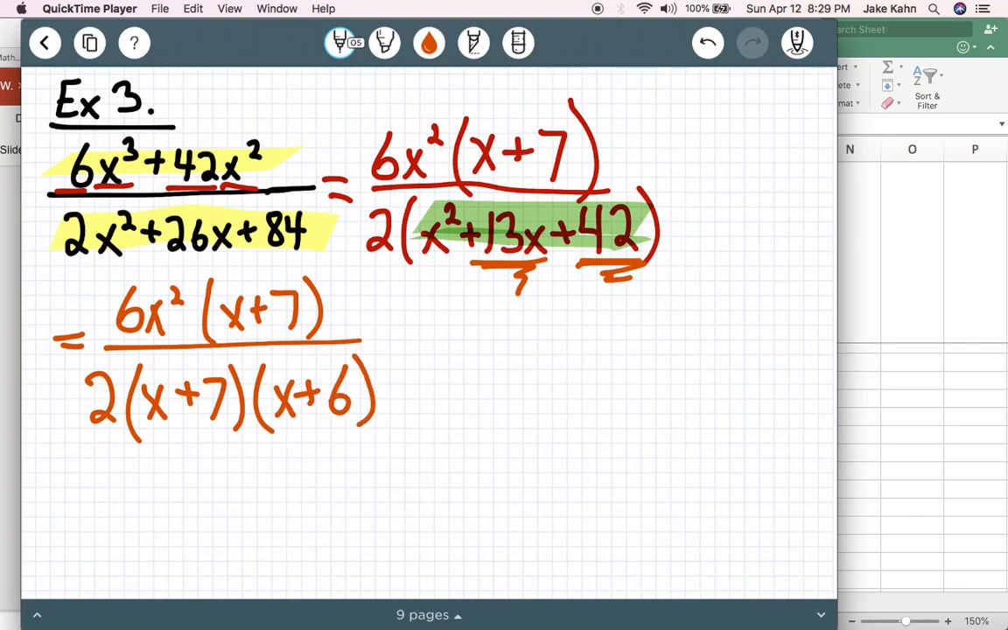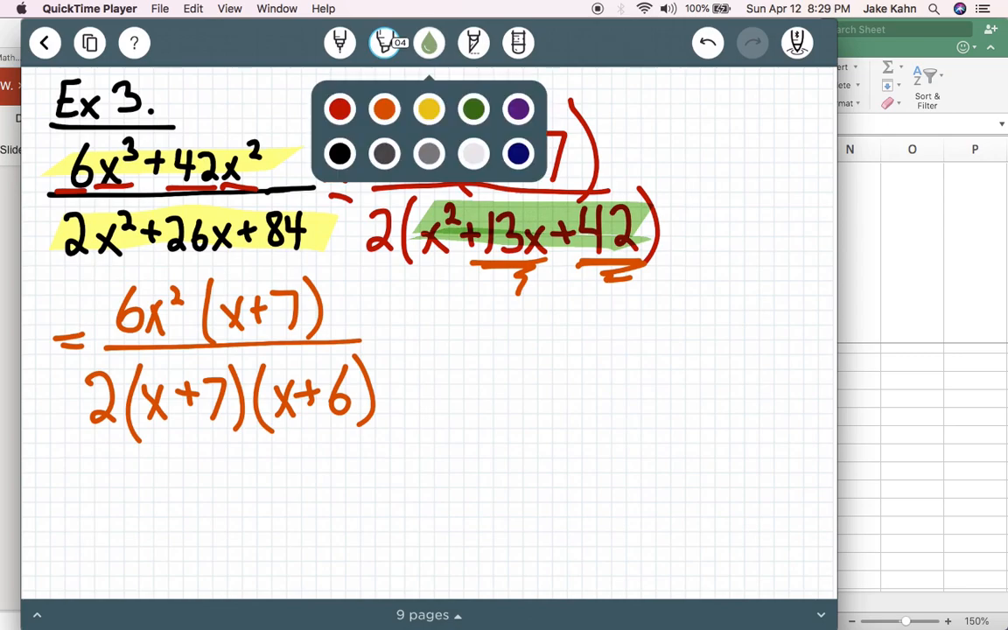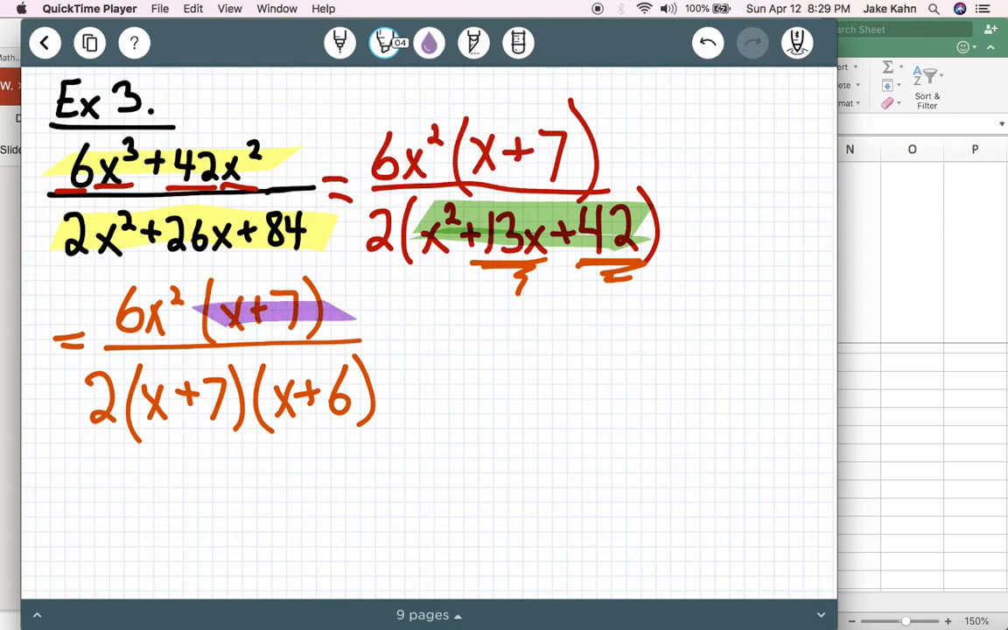Awesome. The reason that I say awesome is because I see an x plus 7 on top and I see an x plus 7 on bottom, which means that I'm going to be able to simplify that, right? If I've got a factor on top that matches a factor on bottom, I can simply say, hey, I'm going to cancel this out.